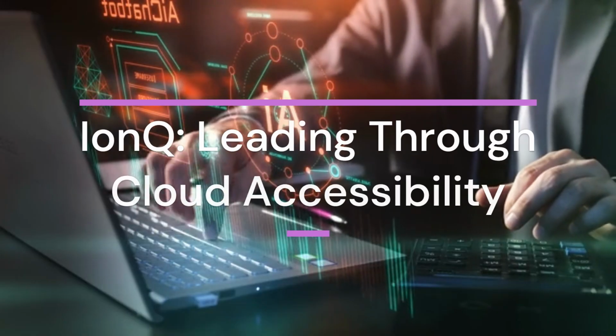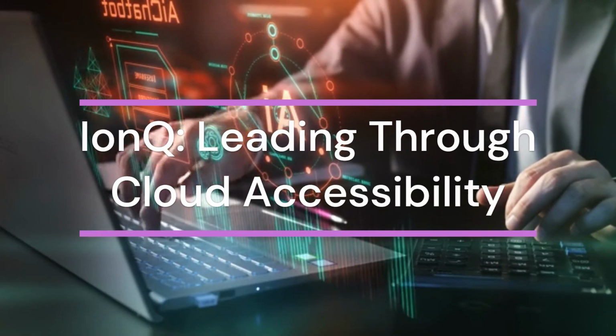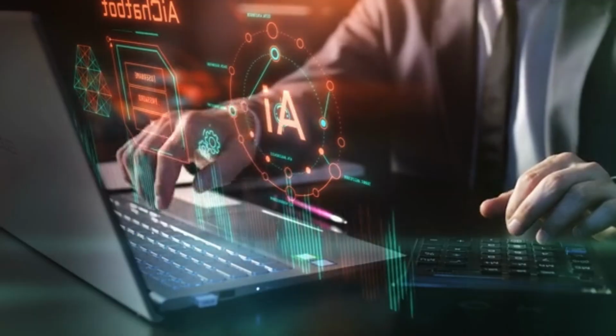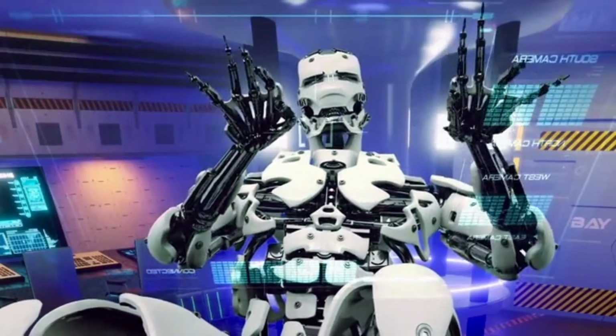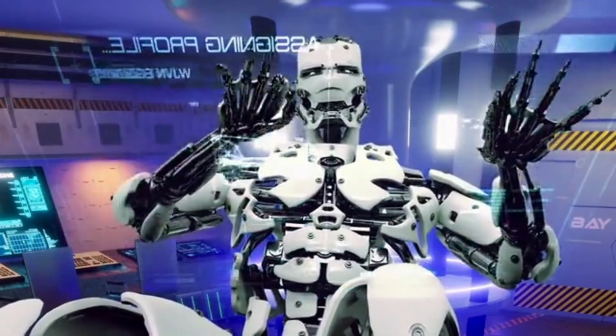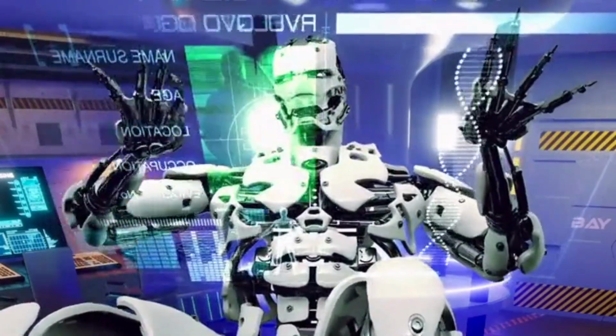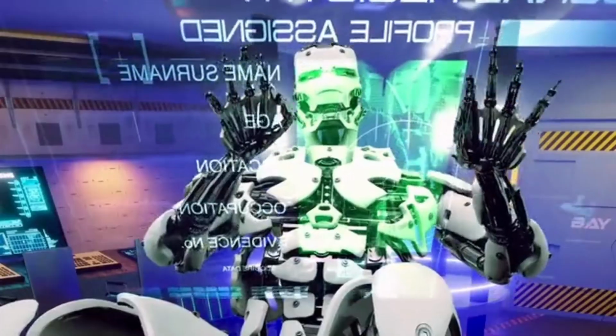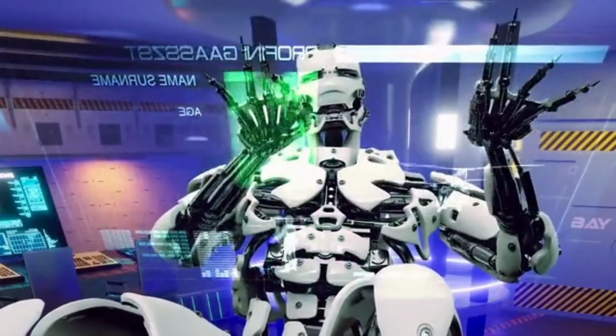IonQ, leading through cloud accessibility. IonQ has achieved something groundbreaking. Its quantum hardware is accessible across all major cloud platforms. That means developers and businesses can tap into IonQ's technology via Amazon Web Services, Microsoft Azure, and Google Cloud.